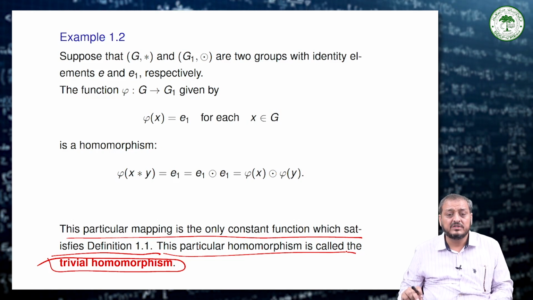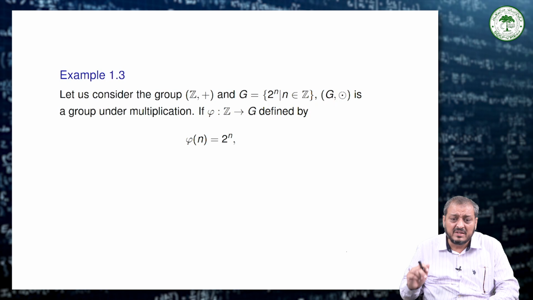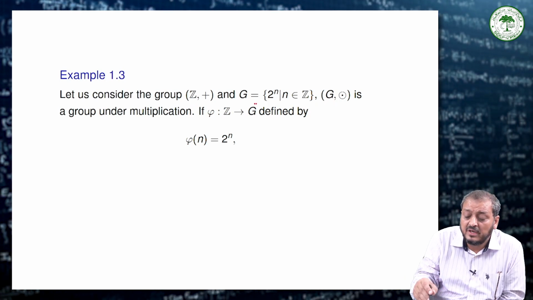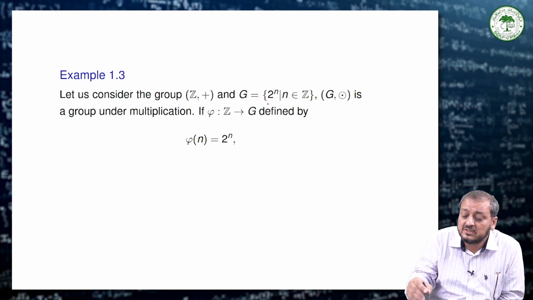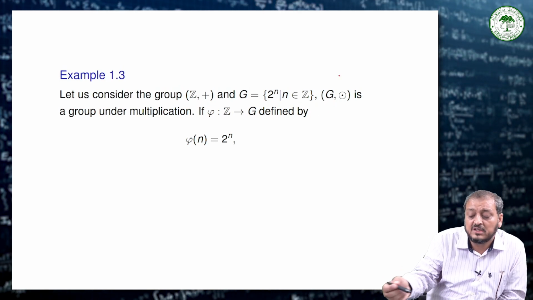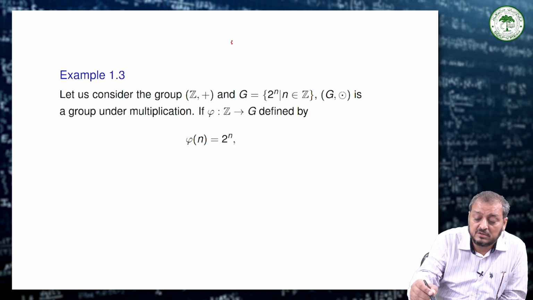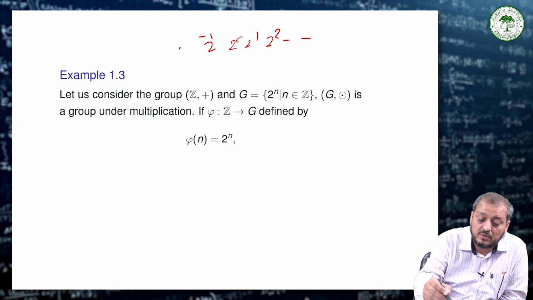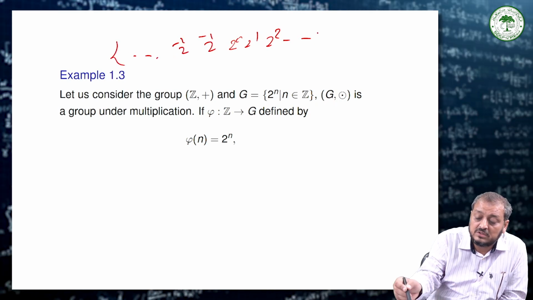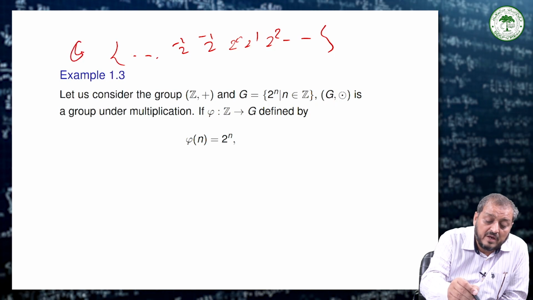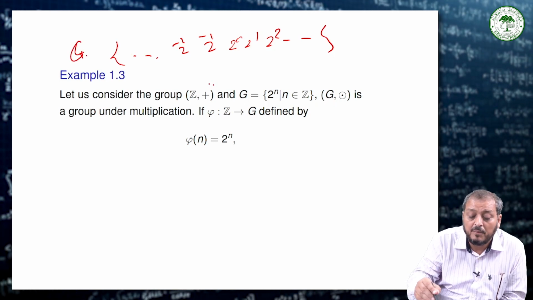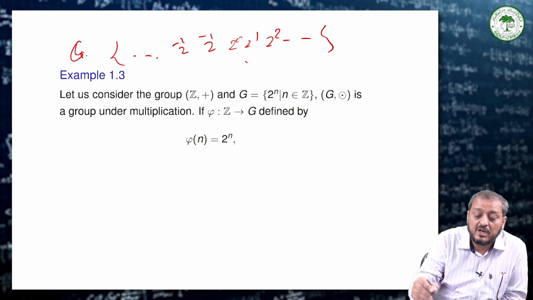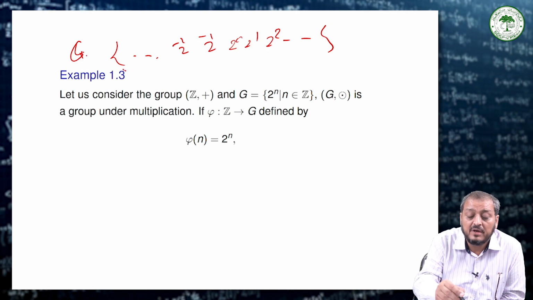So now we just take another example. Let us consider Z under group addition and G equal to 2 to the power n. This means G is 2 to the power 0, 2 to the power 1, 2 to the power 2, 2 to the power minus 1, 2 to the power minus 2, and so on. These are the elements of G, and clearly this is a group under multiplication.